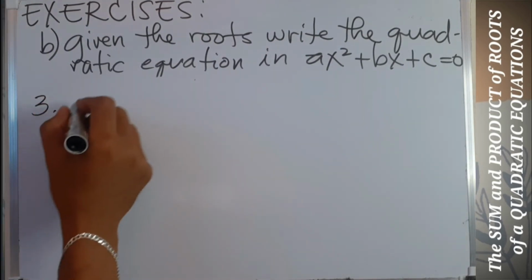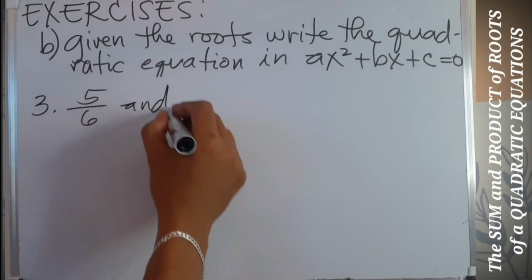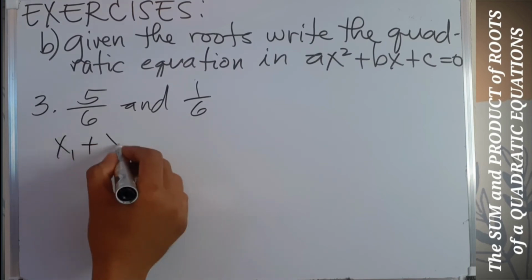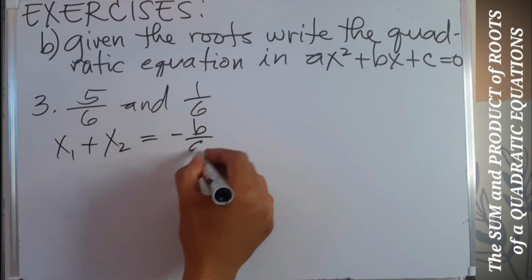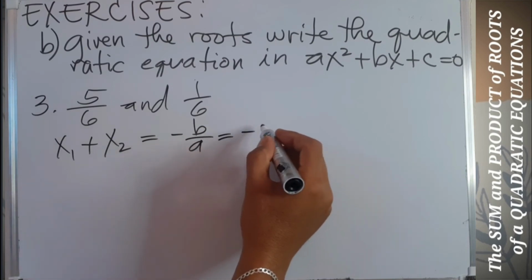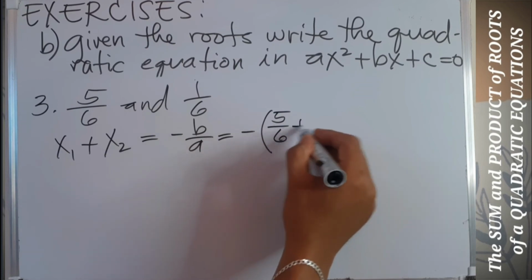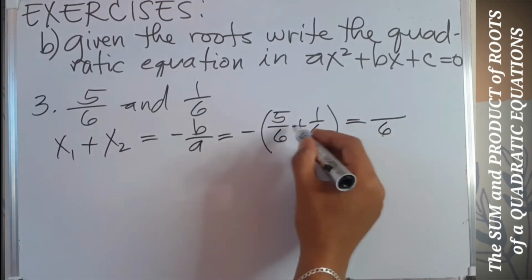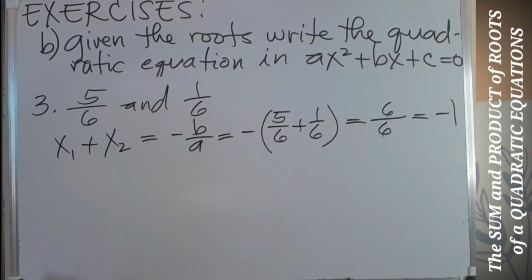Number 3, 5/6 and 1/6. Again, the sum of the roots equals negative b over a equals negative 5/6 plus 1/6 equals 6. 5 plus 1 is 6 equals negative 1.